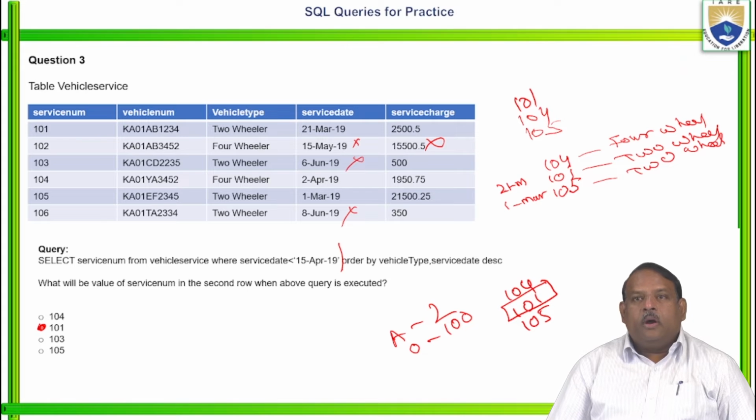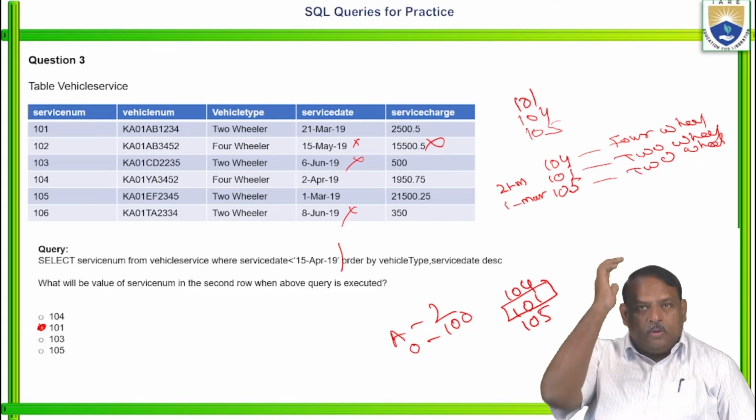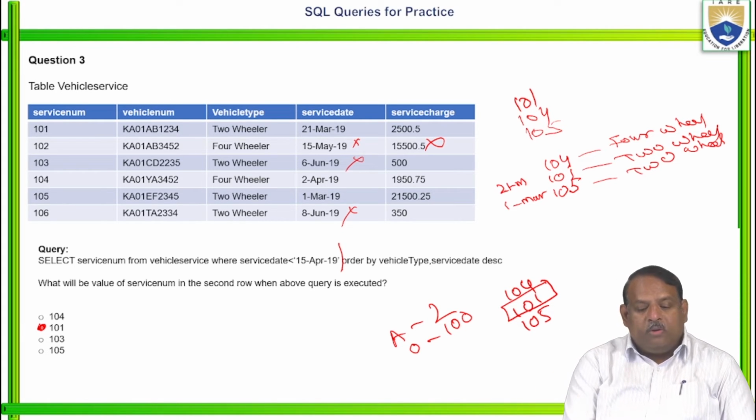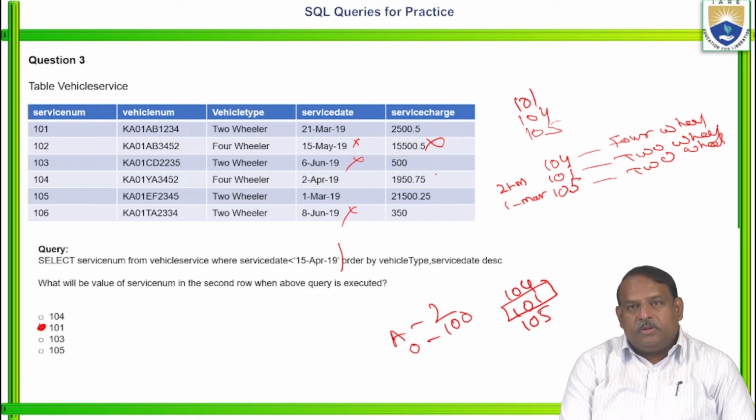Okay. Understood how we got this solution? I'll repeat once again. Out of the given table, first we have to filter the records.